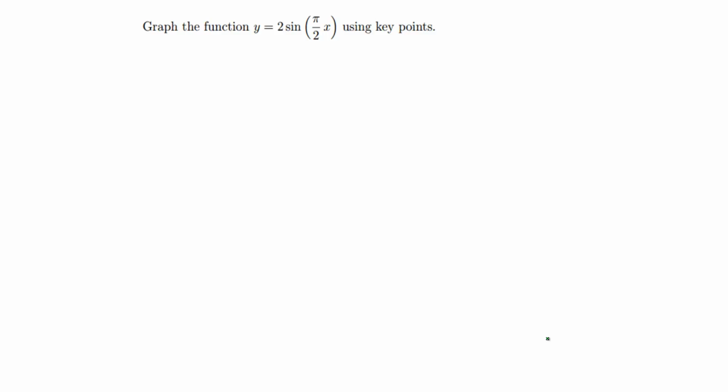Graph the function y equals 2 sine pi over 2x using key points. Note that for the regular sine function, y equals sine x, we know the graph of y equals sine x.